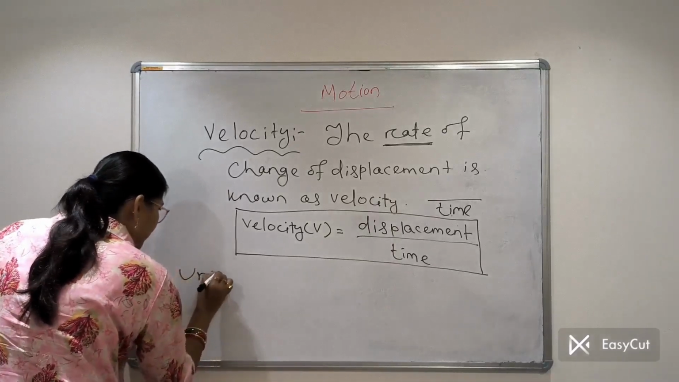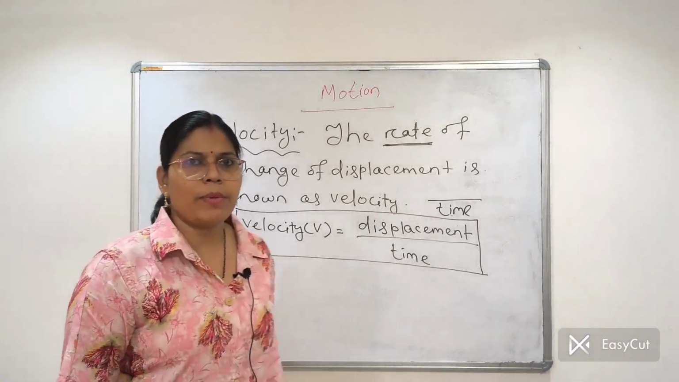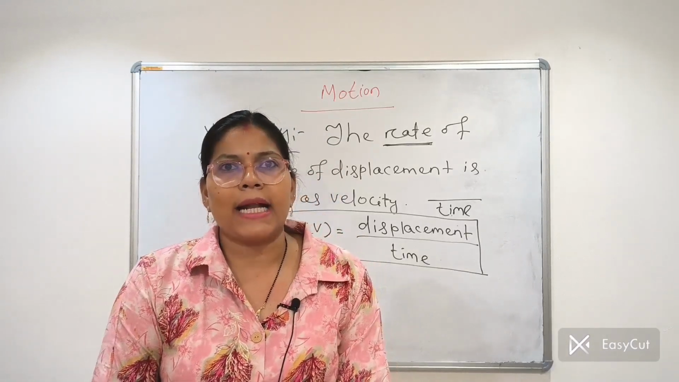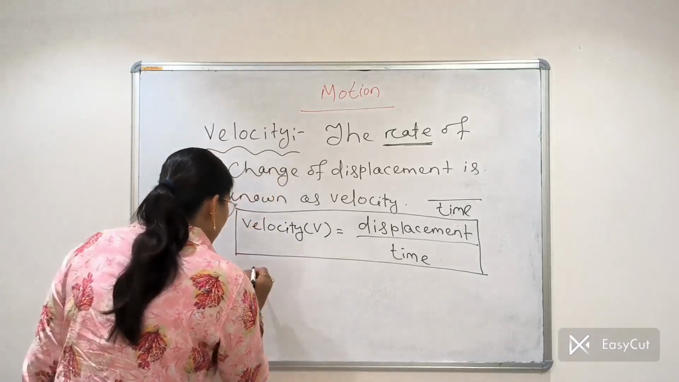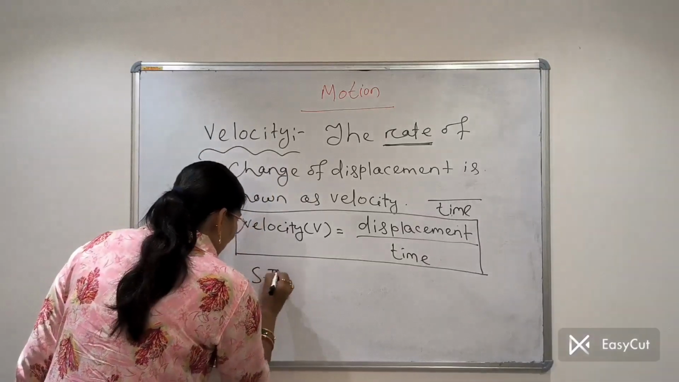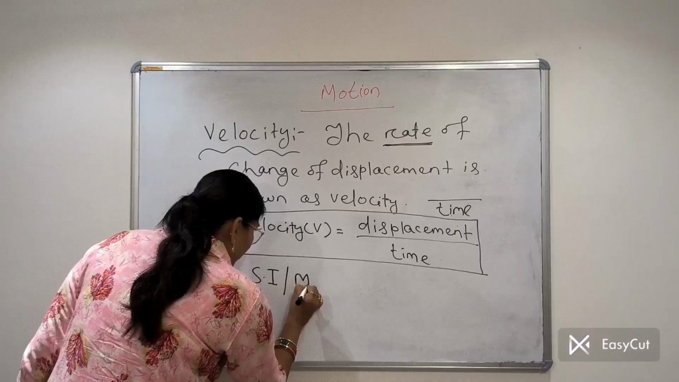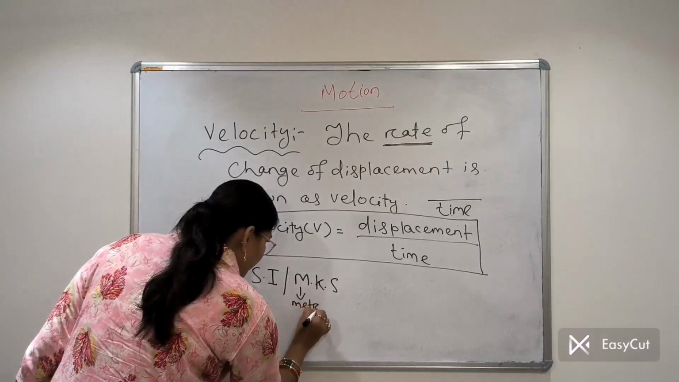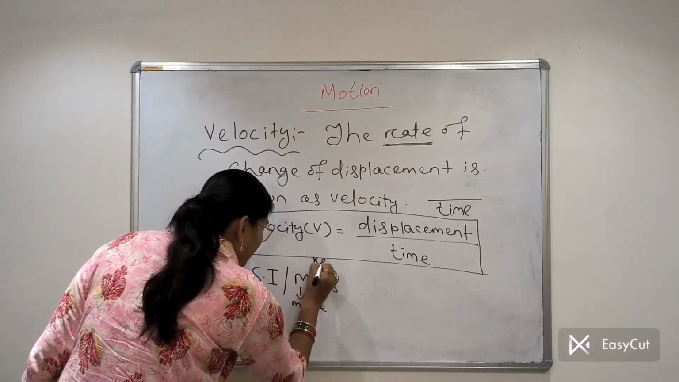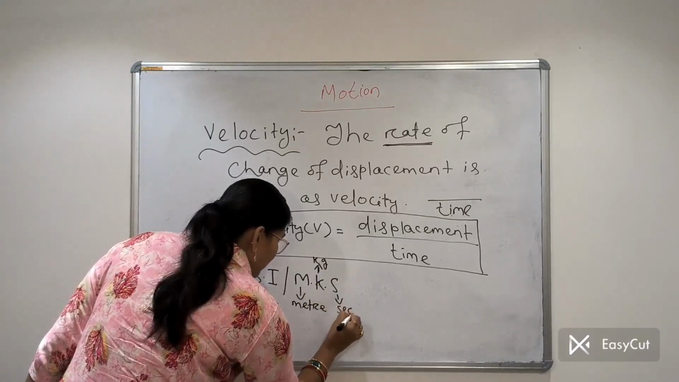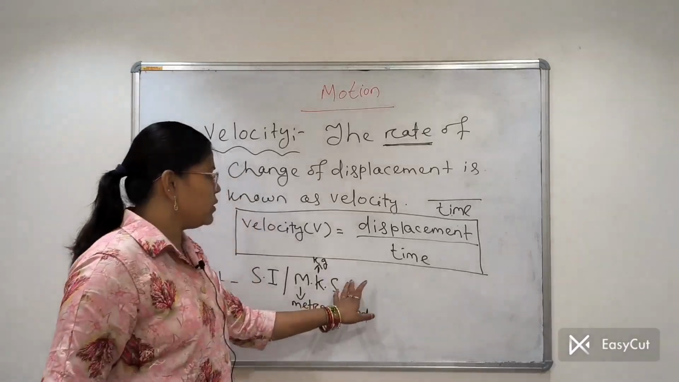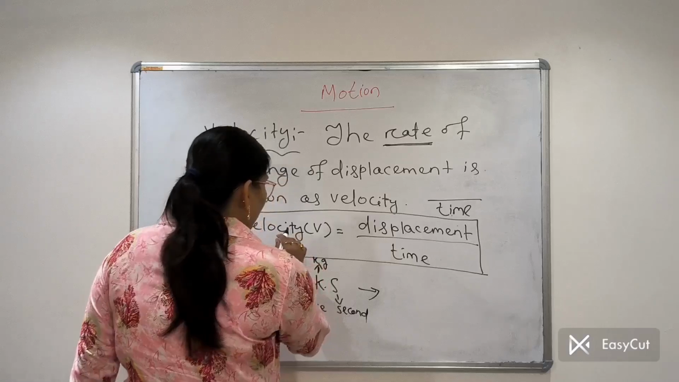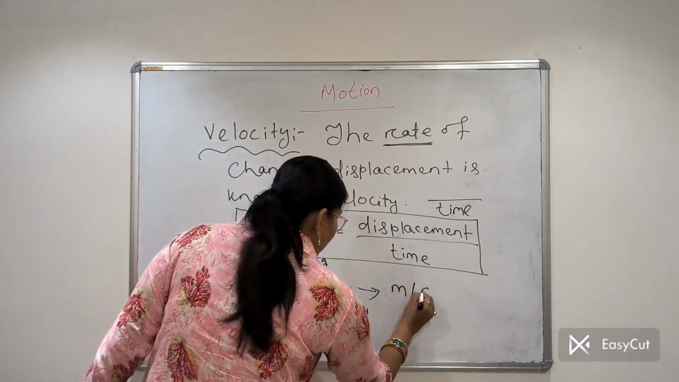So what is the unit? There are two systems of unit. One is the SI system of unit, that means International Standard of Unit, and another one is the CGS system of unit. And the MKS unit comes under SI units. MKS: M for meter, K for kg, and S for second. This one is used for the higher version of unit. So in MKS unit, the unit of velocity is meter per second.